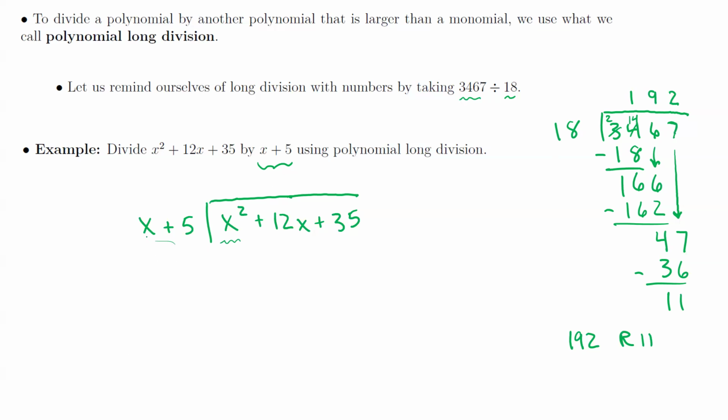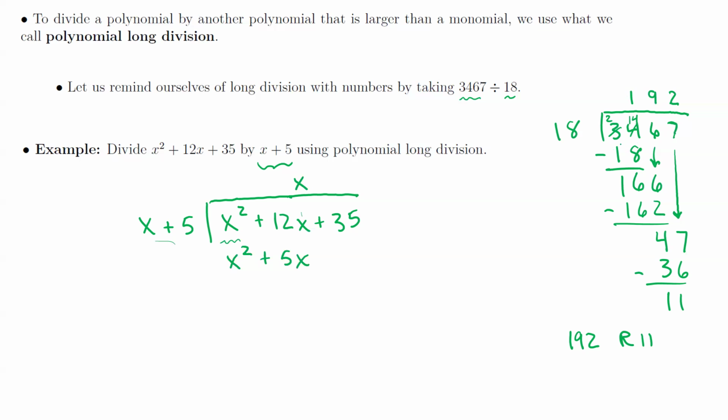So here's what we're going to say to ourselves. What would I multiply x by in order to create x squared? Well, the answer is you would multiply by x, right? So I'm going to put an x up above the x term here. In the same way I put the 1 right above the 4, I'm going to put the x above the x term. Then I'm going to multiply through. I'm going to say x times x is x squared. But then I'm also going to do that with the plus 5 term. So x times 5 is positive 5x.